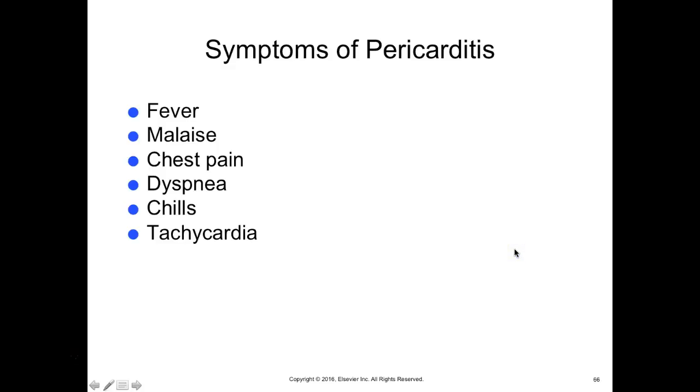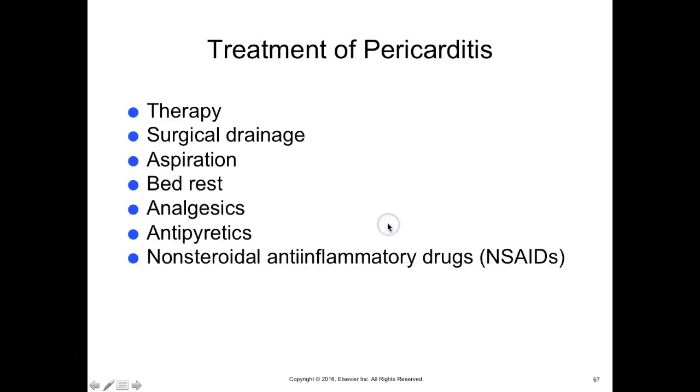Symptoms of pericarditis: fever, malaise, chest pain, dyspnea, chills, and tachycardia. And then the treatment would be therapy. If it's infectious, antibiotic therapy, surgical drainage, aspiration, bed rest, analgesics, antipyretics, and non-steroidal anti-inflammatory drugs, or what we call NSAIDs.